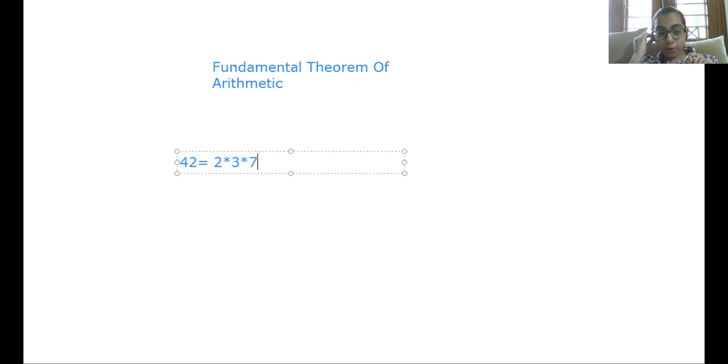Also, 1 is always the factor of it and not the prime factor, which is a unique number. 1 is neither composite nor prime, it is a unique number.